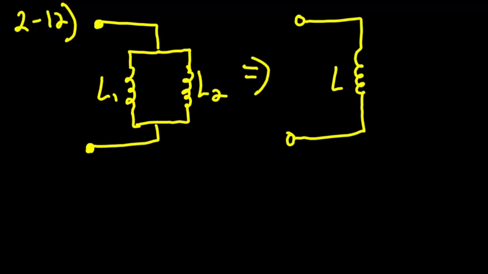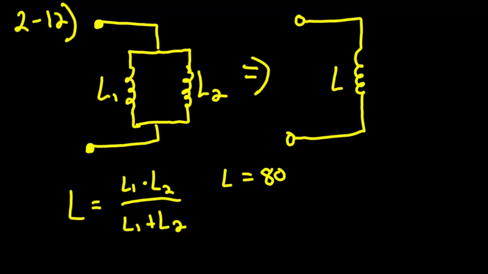Where we can reduce this to just L. And the formula to reduce two inductances to one is given by the following equation: L equals L1 times L2 over L1 plus L2. And we're given that L is equal to 80 millihenries, and L1 is equal to L2 plus 300 millihenries. All right, we'll be coming back to this slide.